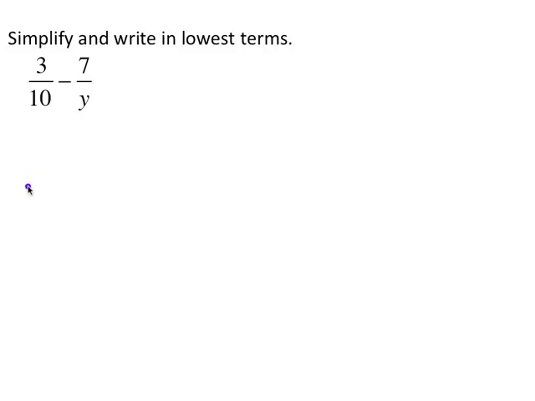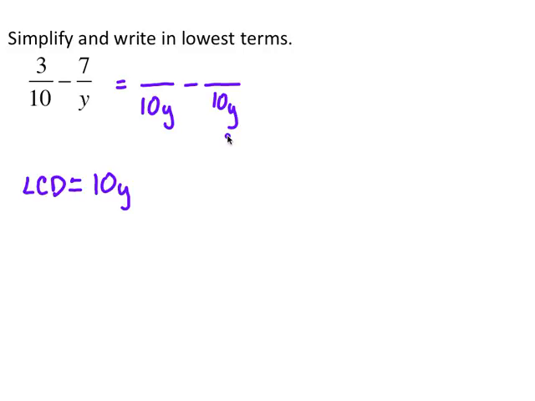Your least common denominator needs to have in it a number that 10 will divide into, but also that y will divide into. So it needs to be both of those multiplied together, 10y. 10 will divide into it, y will divide into it. So we're trying to change these two fractions to have denominators of 10y so that they both match.